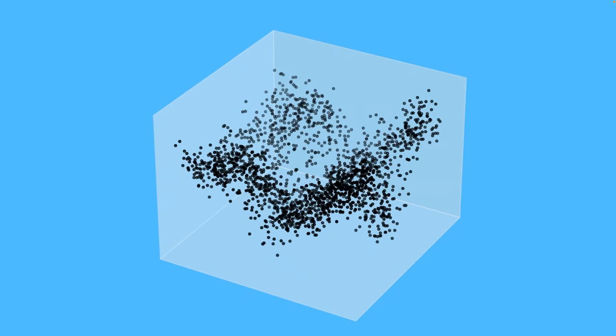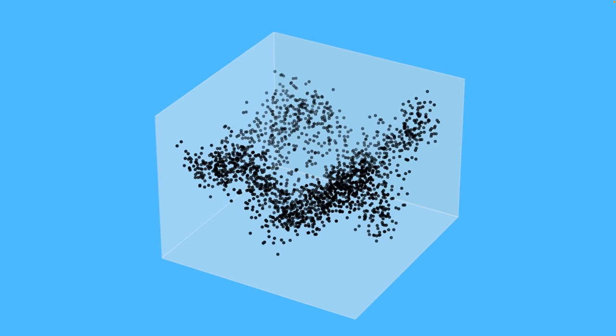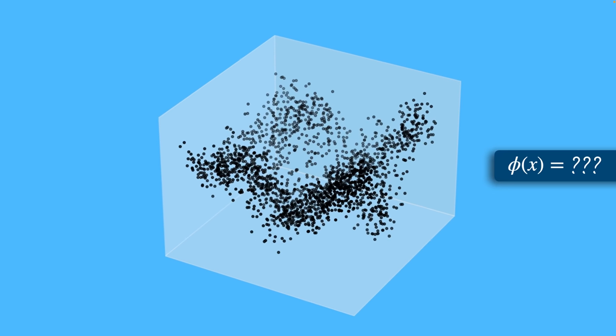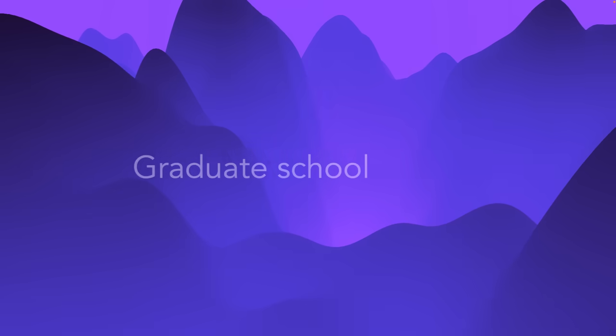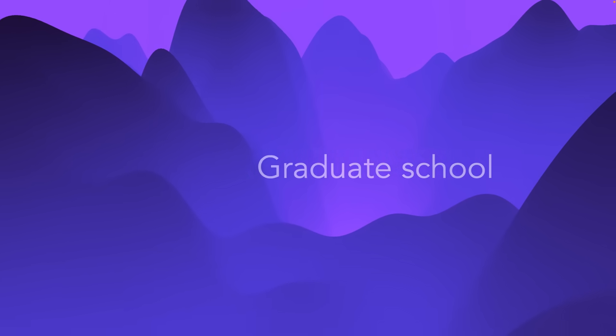But here's the problem. What if the data points that I gave you have a very complicated shape in multiple dimensions, so that you're not even sure which basis functions to use? In graduate school, you're training to become a machine learning researcher. You learn about TensorFlow, a powerful library for solving many machine learning problems.